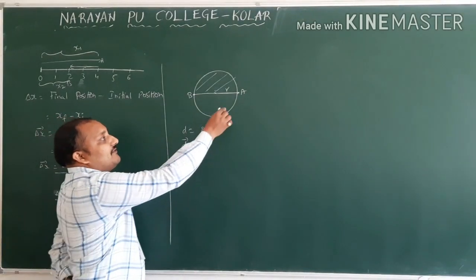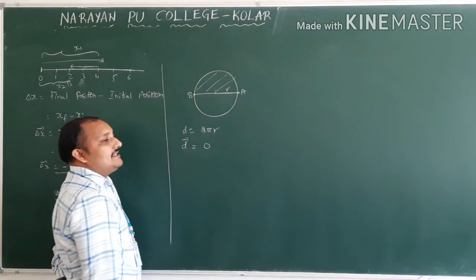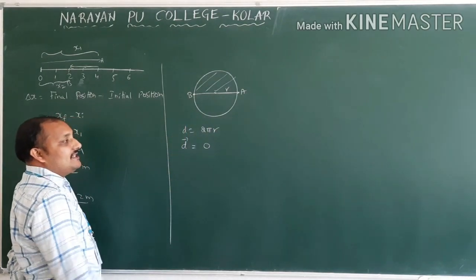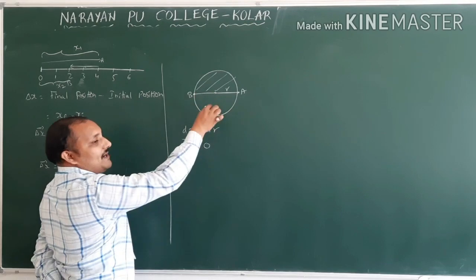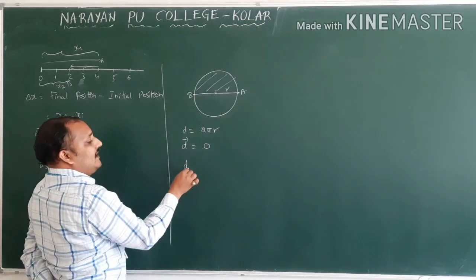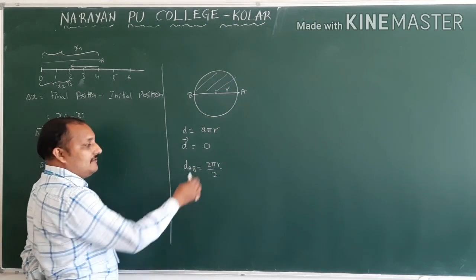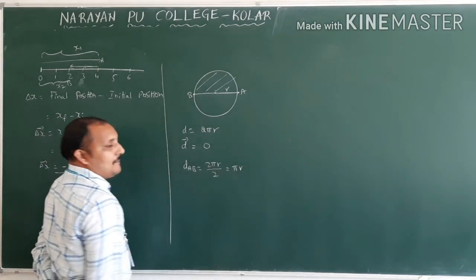Now the person is moving from A to B. So it is a semicircle. A semicircle is covering only half of the circle. Half of the circle means total distance is 2 pi r, then half of the distance, D_AB, is equal to the total distance within that half. That is nothing but pi r.